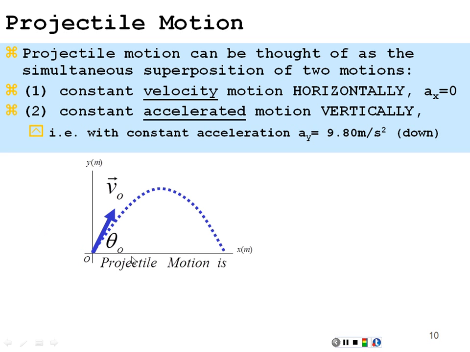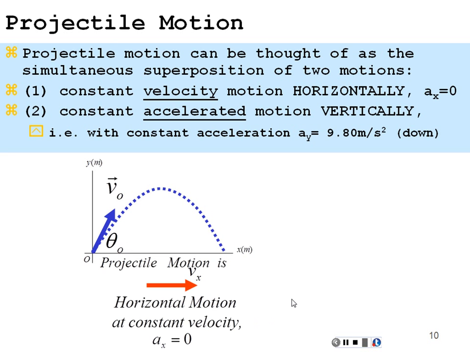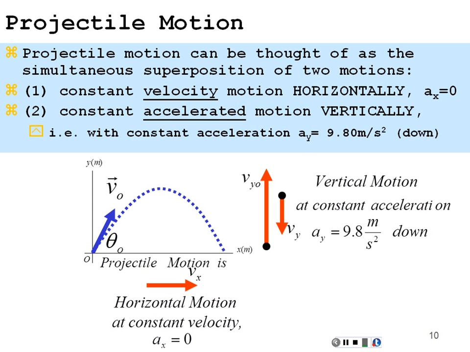So we'll think of this projectile motion with initial velocity and a launch angle theta naught as horizontal motion at constant velocity. Whatever velocity we have horizontally will continue forever and ever until we hit something. And then in the vertical motion, we're going to start with initial velocity, and we'll have the acceleration of gravity in the opposite direction, 9.80 meters per second squared, down the whole time.